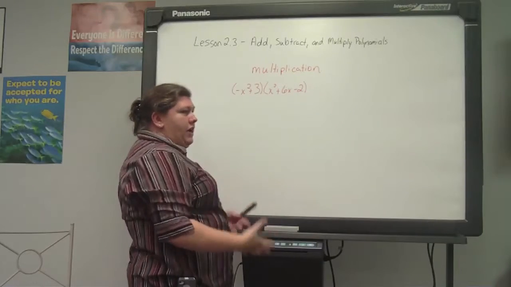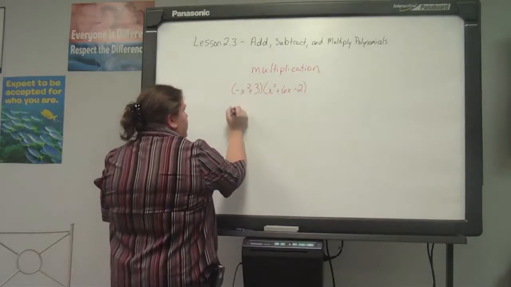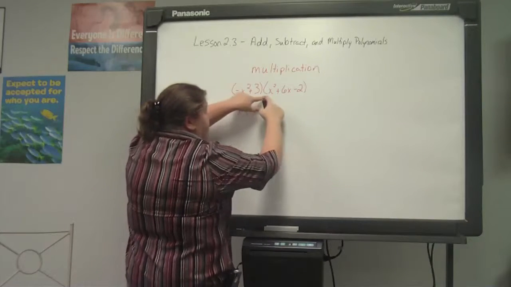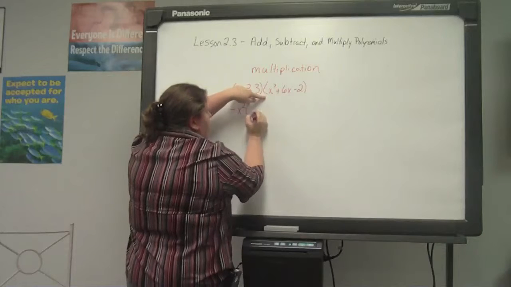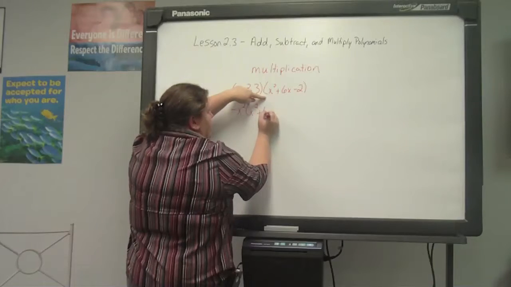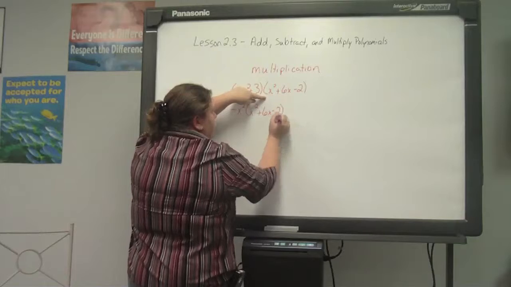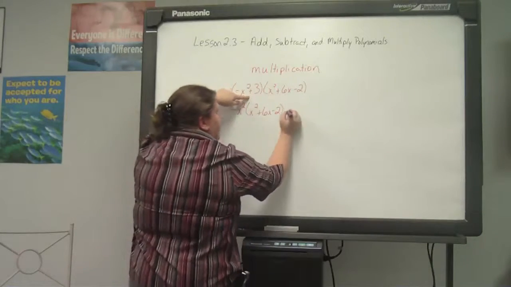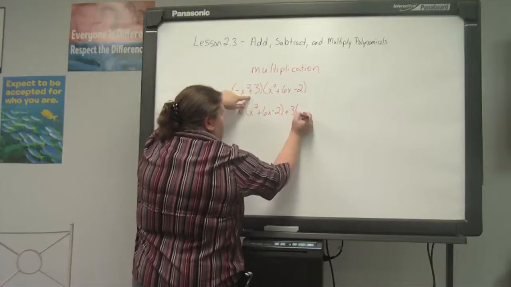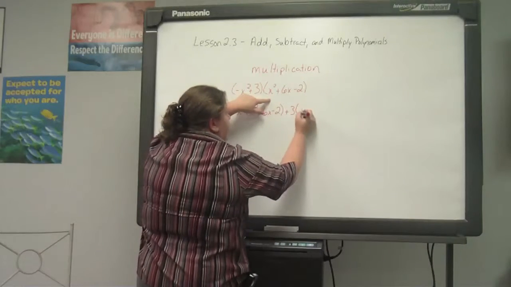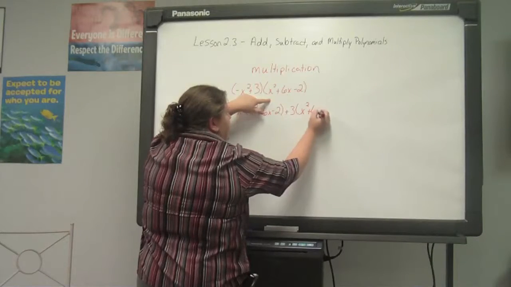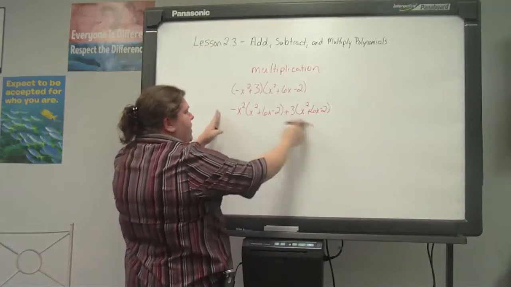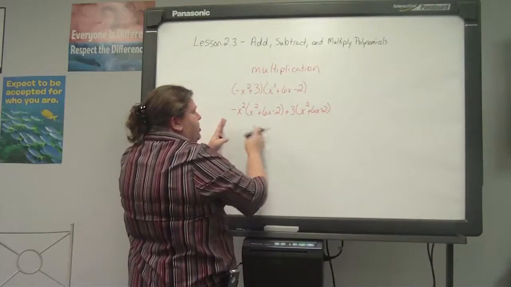So I'm going to write it in that form. I'm going to say a negative x squared times everything in here, so x squared plus 6x minus 2. And then remember, I have to do that with my plus 3. So I'm going to say plus 3 times this whole parentheses, x squared plus 6x minus 2. All I've done so far is rewritten the equation into a distribution.